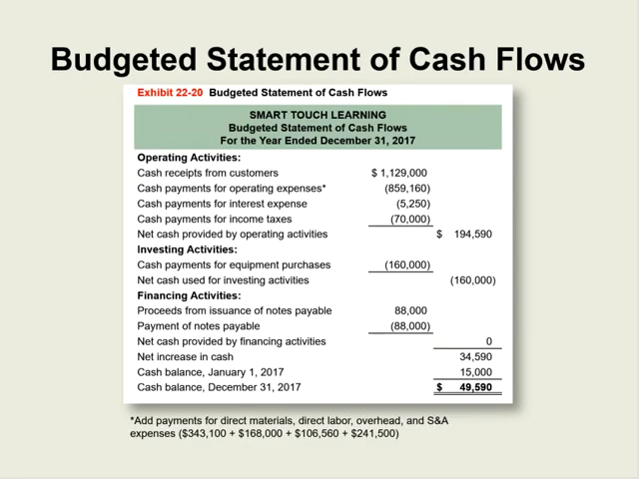And finally, we could then prepare our budgeted statement of cash flows, which would include cash receipts from customers, cash payments for operating expenses, interest and taxes. Equipment purchases, remember, fall under investing activities, and then financing activities, which would be borrowing money or issuing new stock. So that's it.